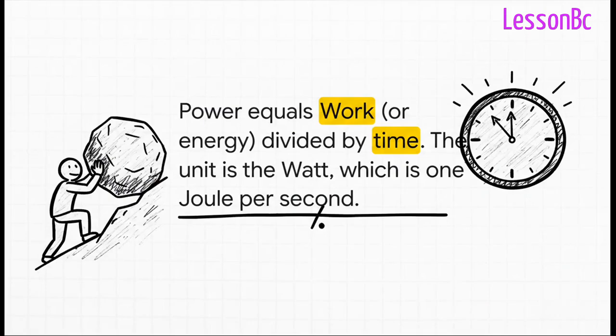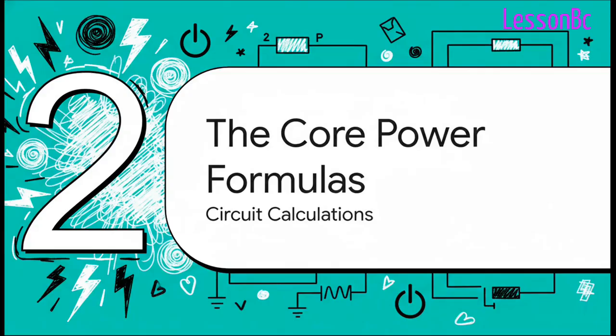In the fundamental formula, it's beautifully simple. Power equals work, which is really just another word for energy, divided by time. The standard unit we use is the watt, which is literally just 1 joule of energy being transferred every single second. Okay, so now that we have that basic definition down, let's see how it builds into the formulas that you're going to use most often when you're dealing with actual circuits. This is where the theory really gets practical.